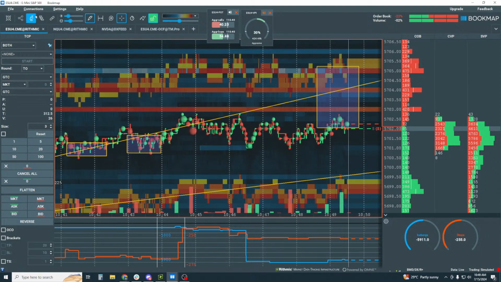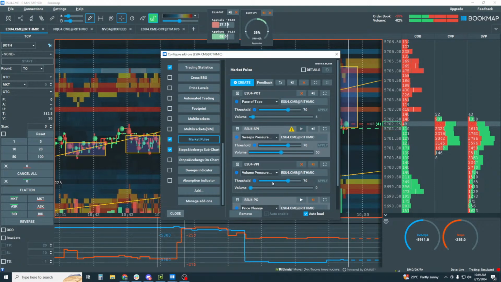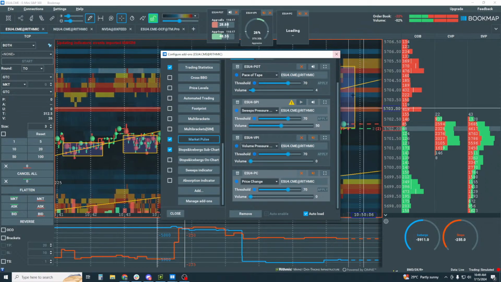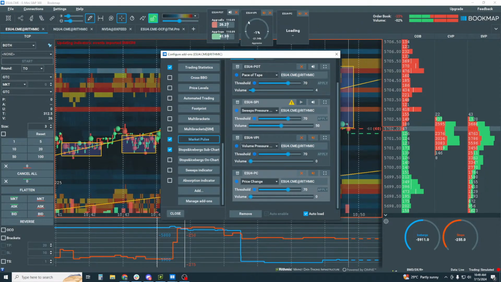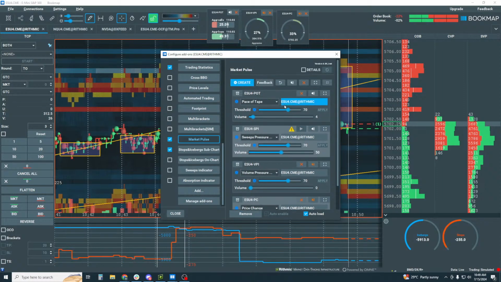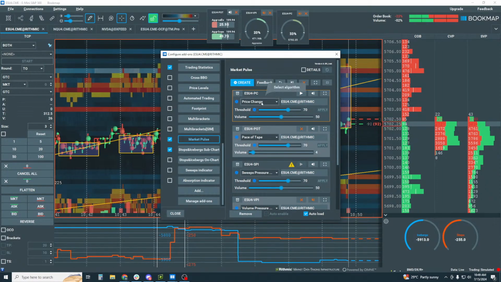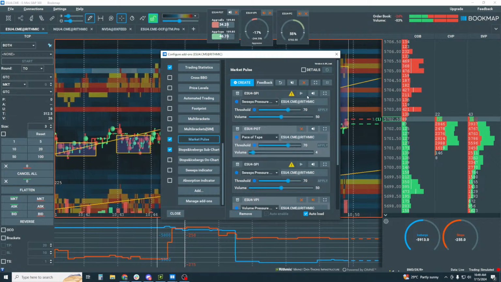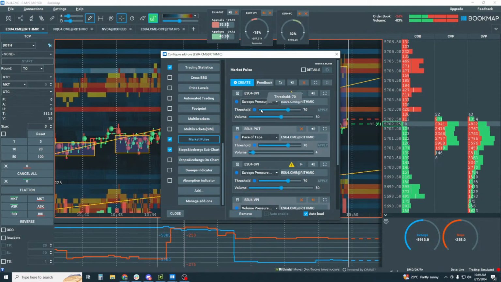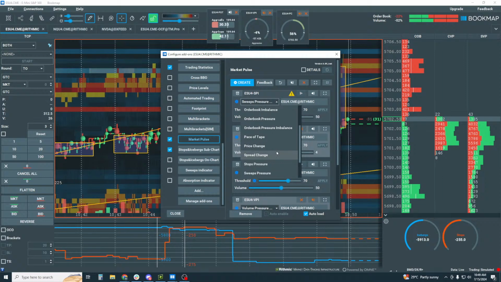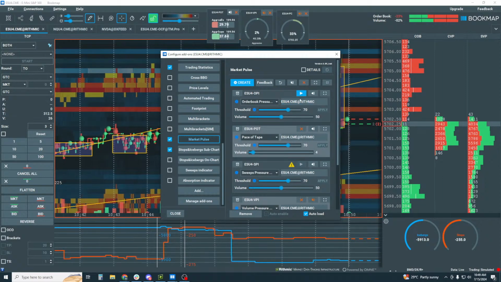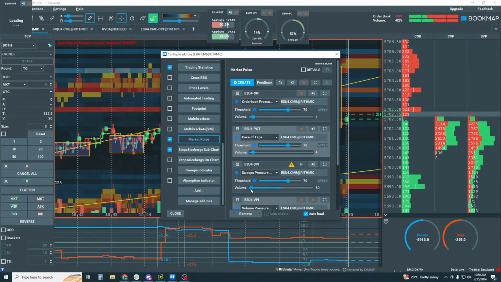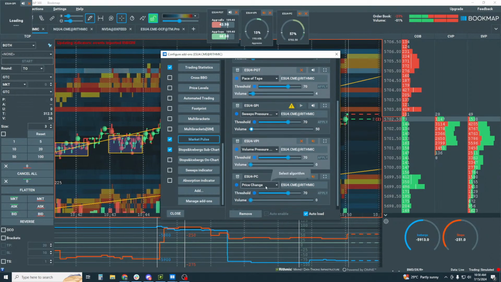Now you can use price change with your Market Pulse as well. Let's add it here. Note that these are all for the ES. Now let's create another one up here, and I'm going to add in the order book pressure imbalance and sweeps. And just so we don't go crazy, let's bring down the volume of all these.